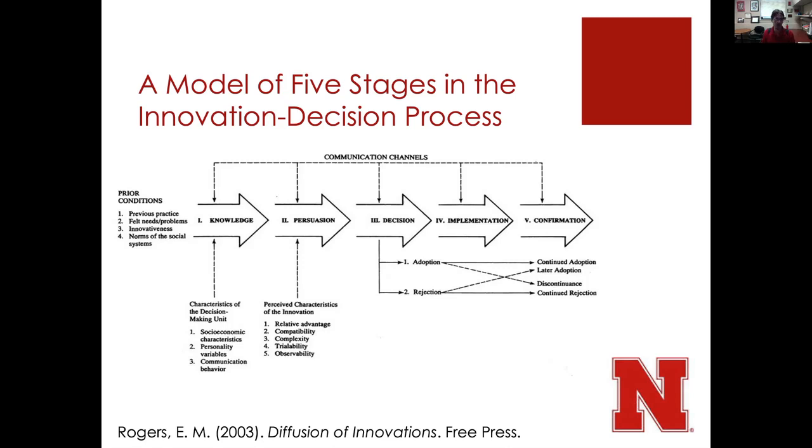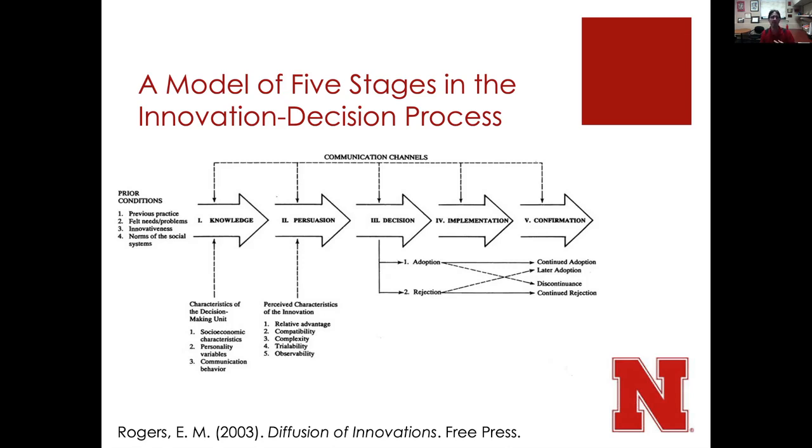And then observability. Individuals want to be able to see that innovation works. Is it something that is tangible? Is it something that they can see working or not working? That's going to lead into the next stage, which is the decision. In the decision stage, the individual or community group or organization has to make a decision. And the decision is either going to be to adopt the innovation or reject the innovation.